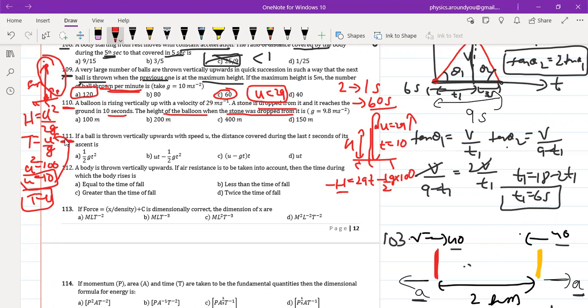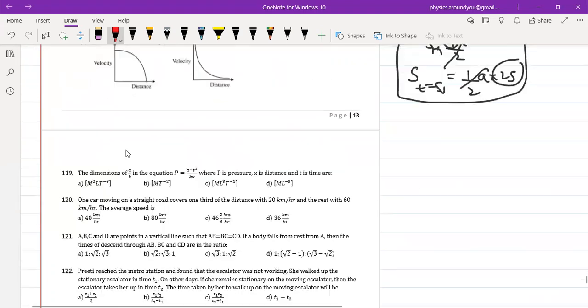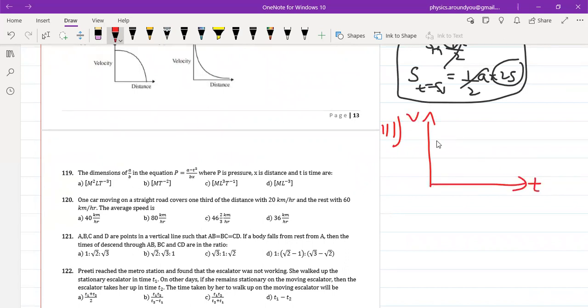Last t seconds of its ascent is... The best way to go about this is a VT graph. How? Let's draw a VT graph for 111. What is a VT graph for an object thrown up? It is this. What does the slope give? Slope gives g, 10. Why is it negative? Because speed is dropping down.